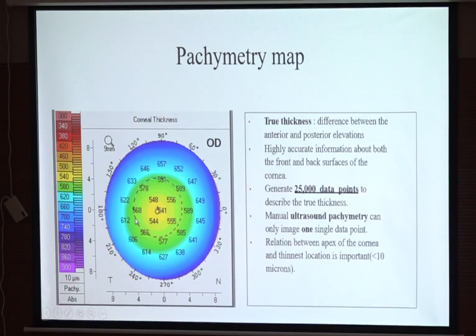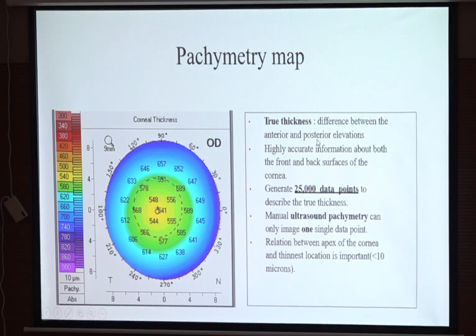Then next is the pachymetry map. In the pachymetry map also, you will first of all see your color scale. This is showing a normal pachymetry wherein you can see that everything is green in color and the peripheral cornea, as we all know, is slightly thicker. So that is why it is showing as blue.